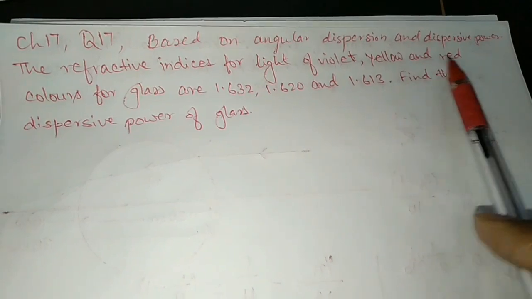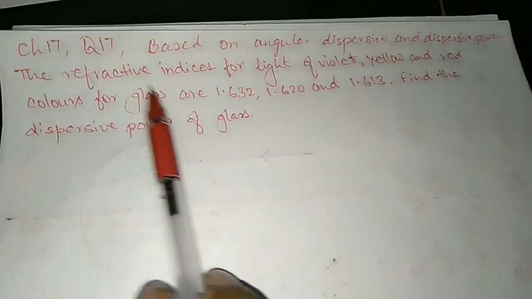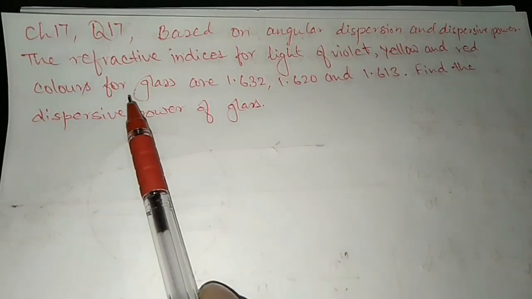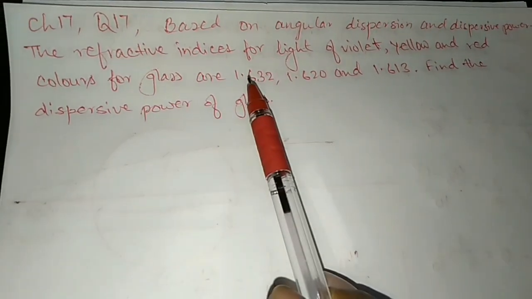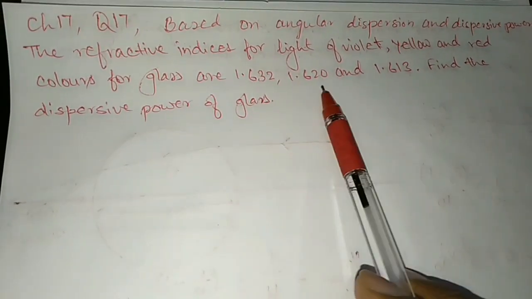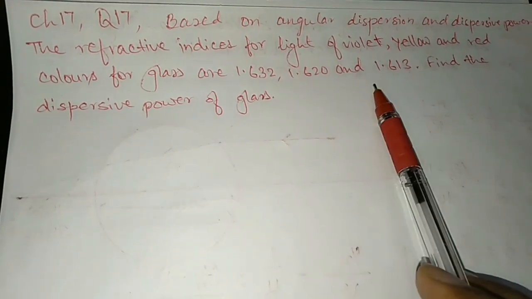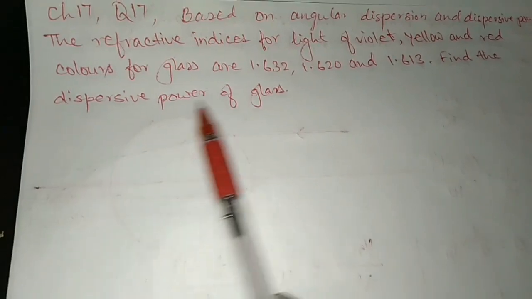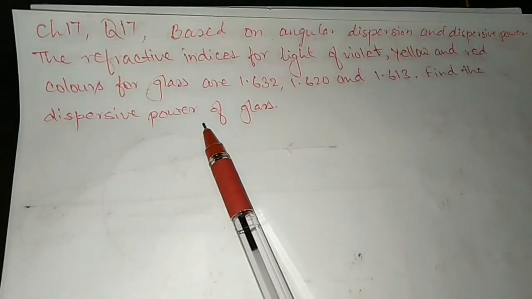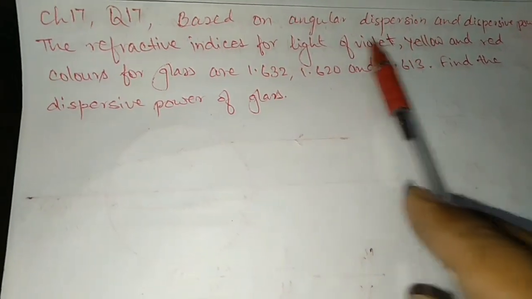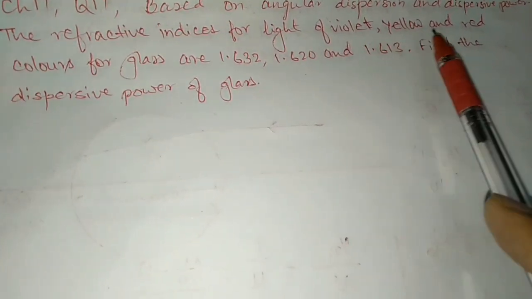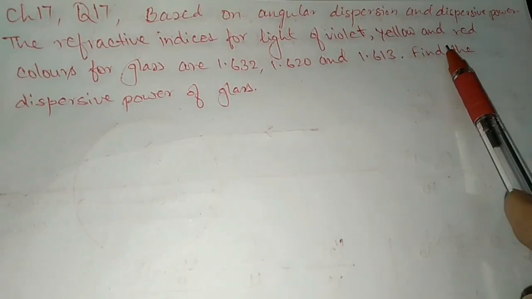This is another question from chapter 17, question number 17, based on angular dispersion and dispersive power. The refractive indices for light of violet, yellow and red respectively are 1.632, 1.620 and 1.613. What we have to calculate? Find the dispersive power of the glass. First of all, I will show you how to calculate the angular dispersion. Here the extreme colors are violet and red.